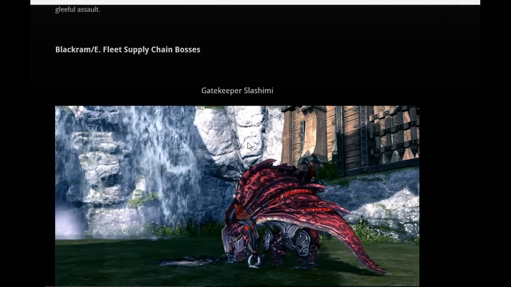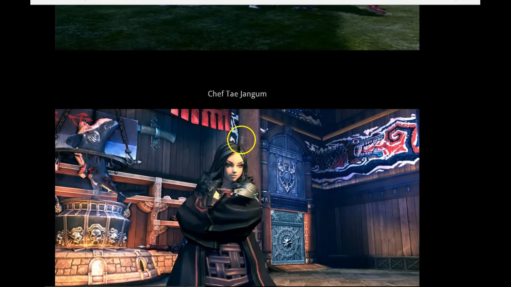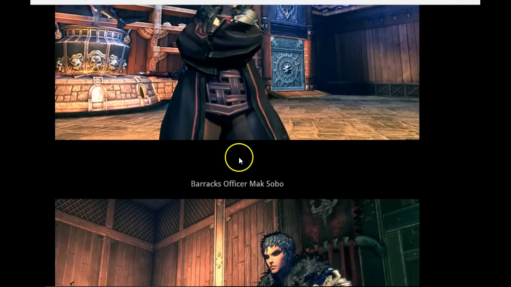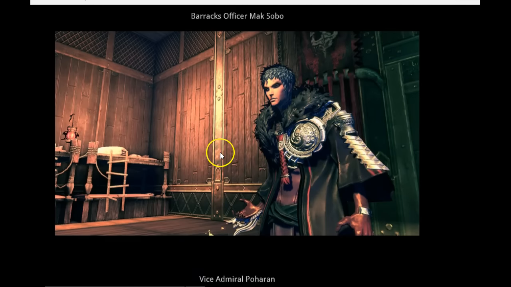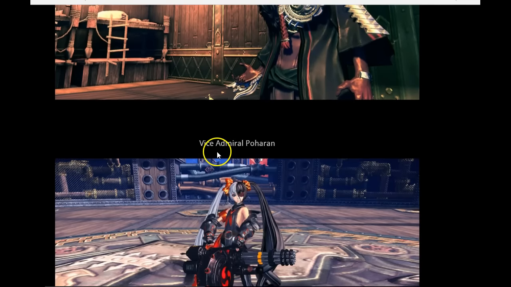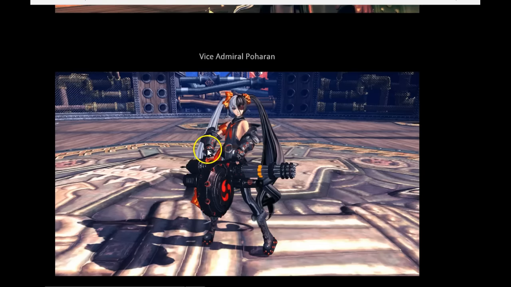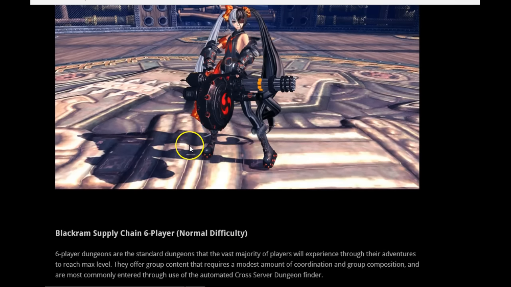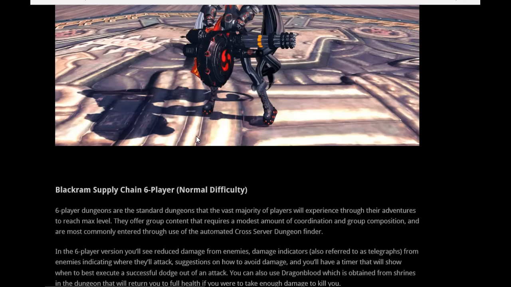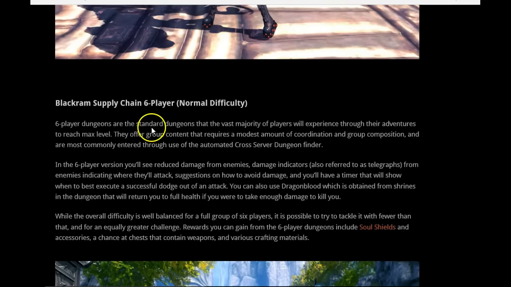And there's actually kind of three variations of this dungeon: a 4-man, a 6-man, and a 24-man. You may be thinking that the 24-man is the hardest one, getting a big raid together and the boss being insanely difficult. No, it's actually completely different than what most people are expecting when they hear 4, 6, and 20-man difficulties. So the 6-player dungeon is a normal version of the dungeon.